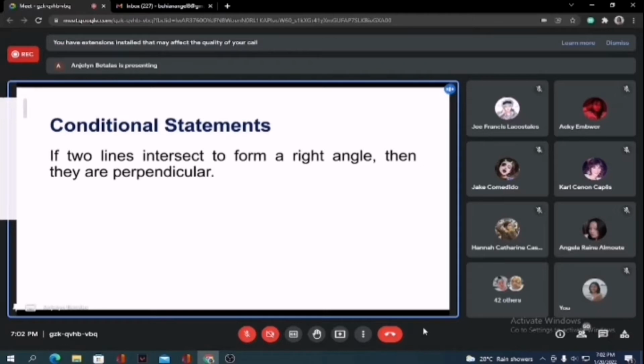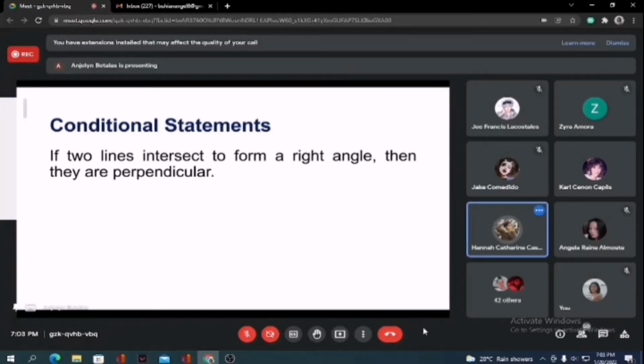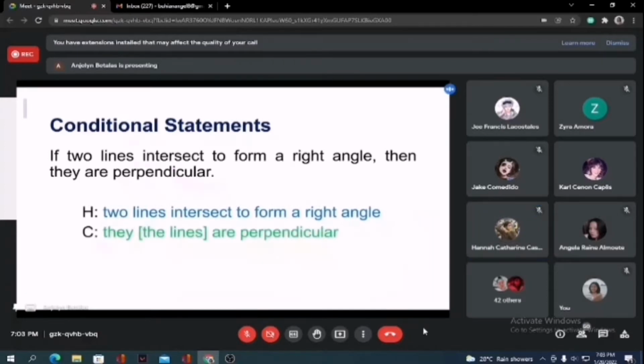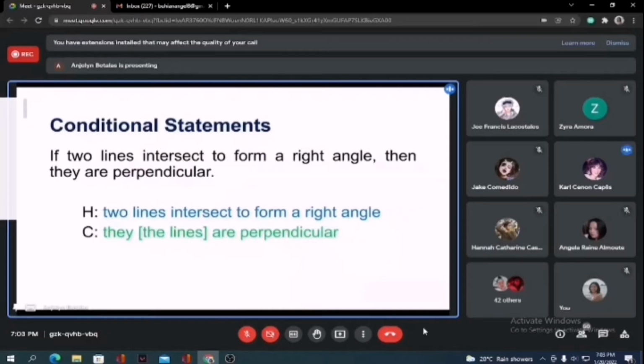If two lines intersect to form a right angle, then they are perpendicular. This is an example of a conditional statement. Now, you're going to identify the hypothesis and the conclusion. Who would like to identify? What is the hypothesis? The hypothesis is two lines intersect to form a right angle. The conclusion is they are perpendicular. Very good. They refers to the lines, which are perpendicular. So, it's clear now: do not include the if or then.